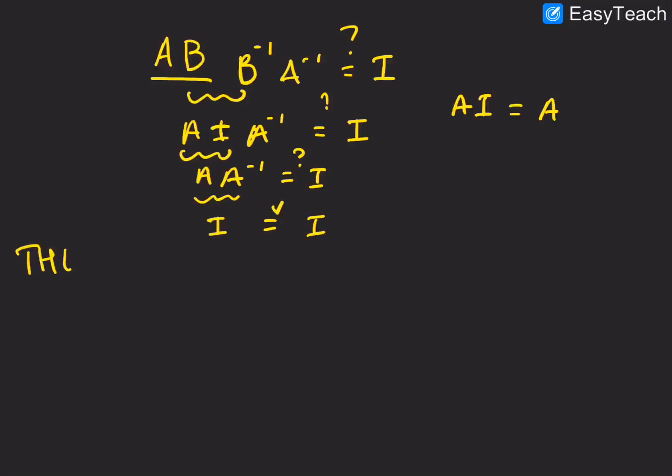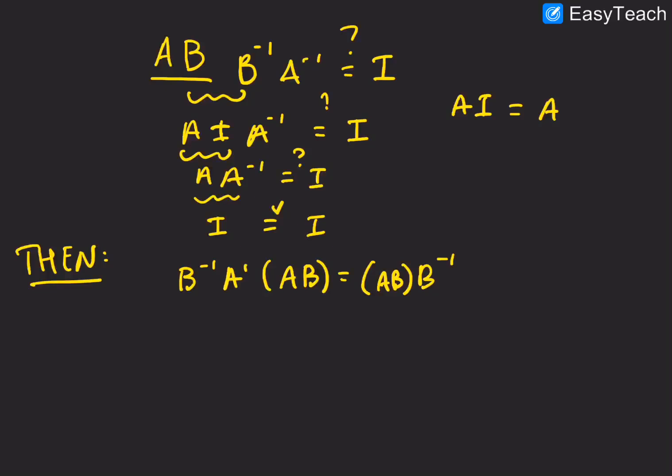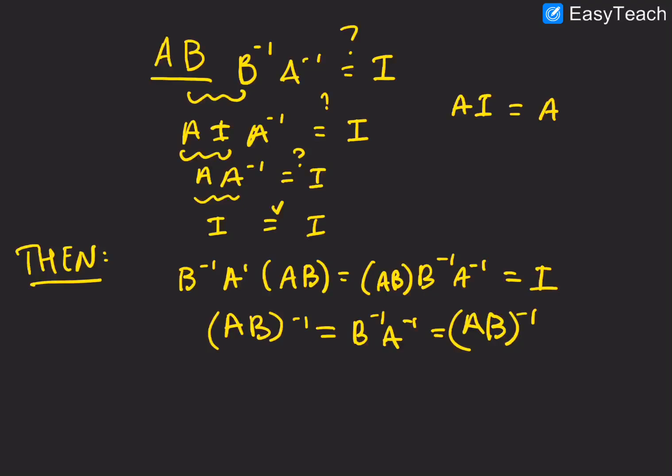So then we can say that B inverse times A inverse times this AB is equal to I. Then we can say that (AB) inverse is equal to B inverse times A inverse. And that concludes our proof.